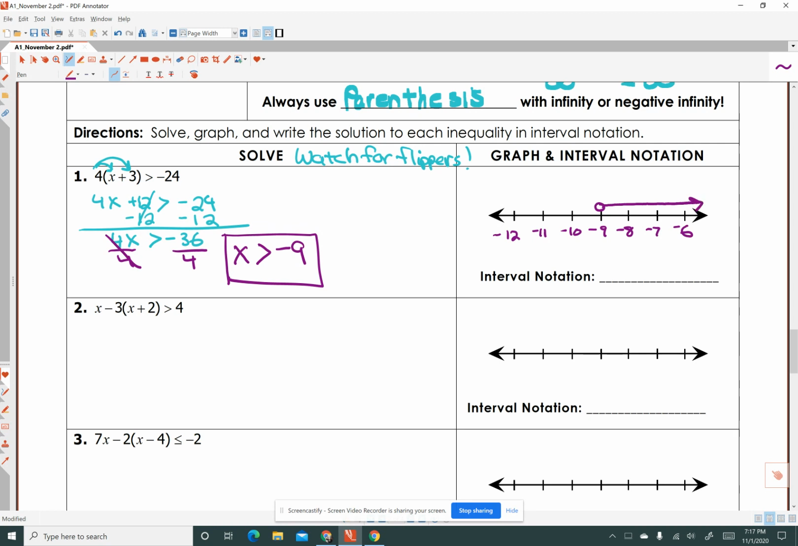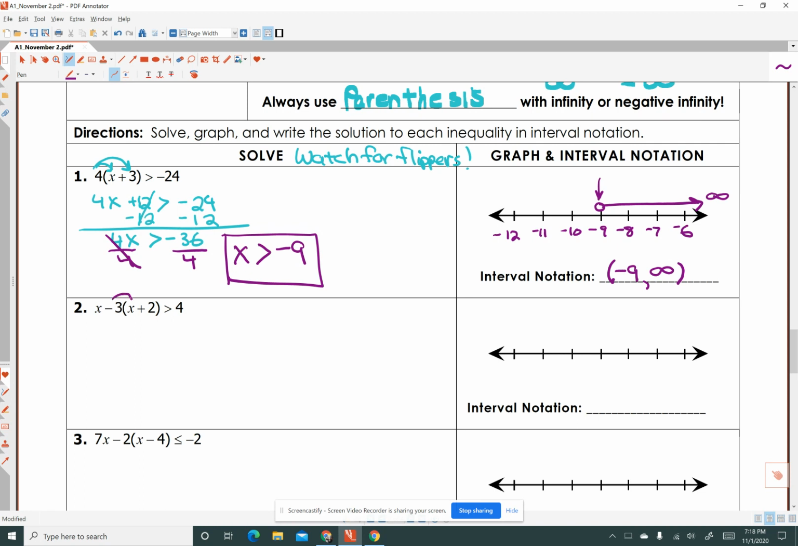Graph goes this way. Now with the interval notation, because I have an open circle here, we'll have a parenthesis. The graph goes to infinity. So we have negative 9, comma, infinity. Infinity is always expressed with parenthesis. Okay, let's do another one.